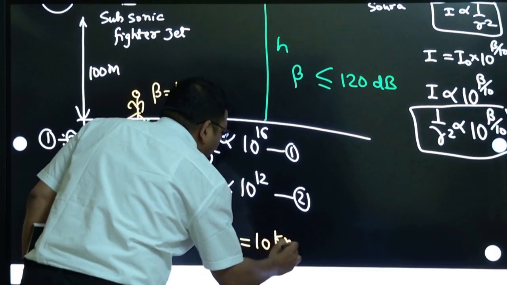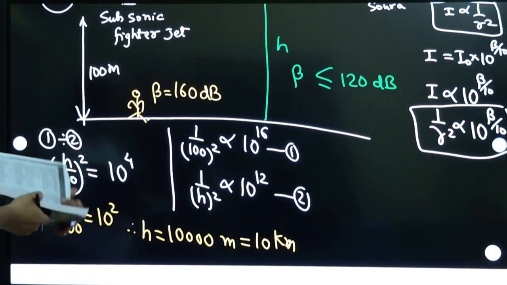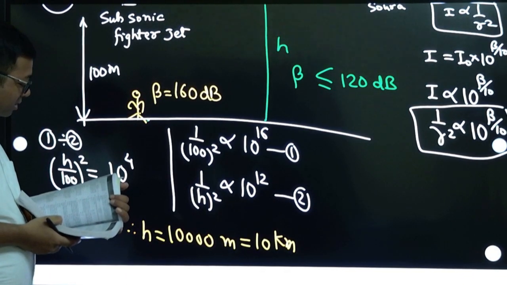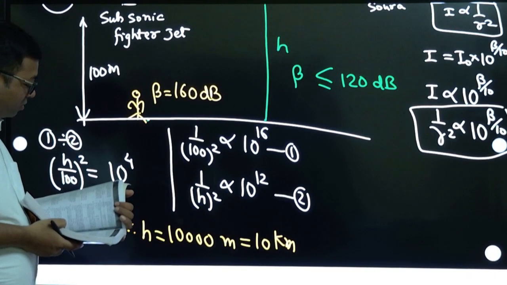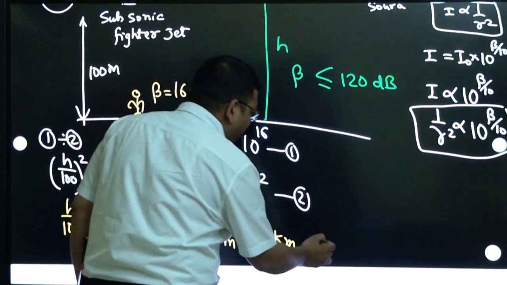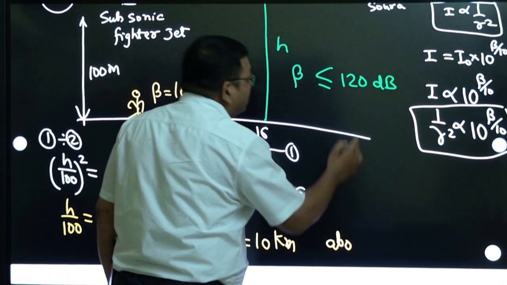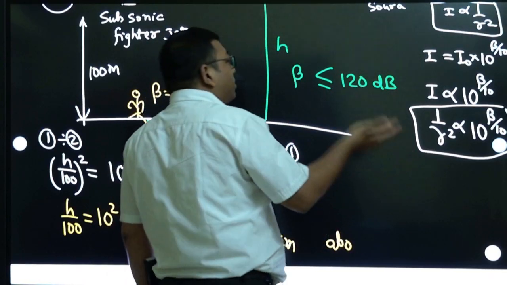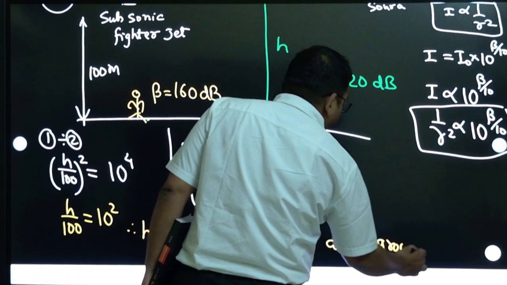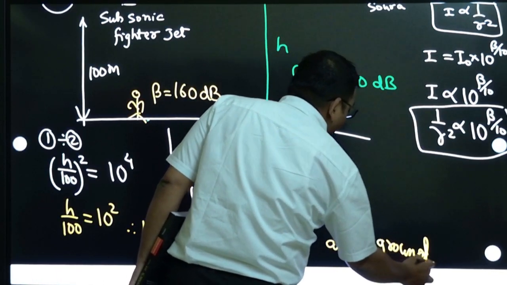10 kilometers. Okay. So the options are given as: above 10 kilometer above ground, 1 kilometer above ground, 5 kilometer above ground, 8 kilometer above ground. So 10 kilometer above ground, because this is the minimum level we have taken. It should be more than that. Above ground. Yes, this is the correct answer. Clear? Yes.